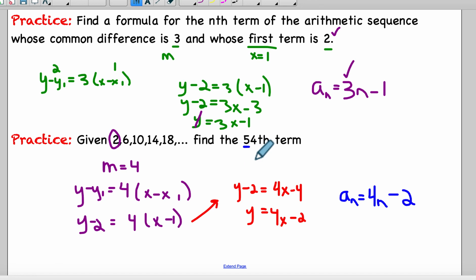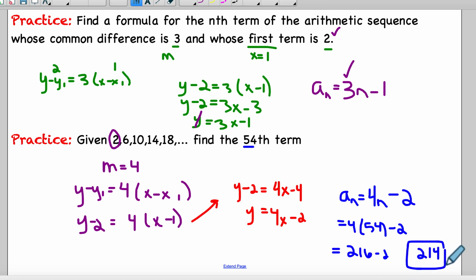So if I need the 54th term, I'm just going to plug in 54, right? So I'm going to get 4 times 54, which is a big number. And then I'm going to subtract 2 from it, right? So 54 times 2 would be 108. And if I doubled 108 again, I'd get 216. And then minus 2. So the 54th term would be 214. And that's basically the nuts and bolts of an arithmetic sequence.